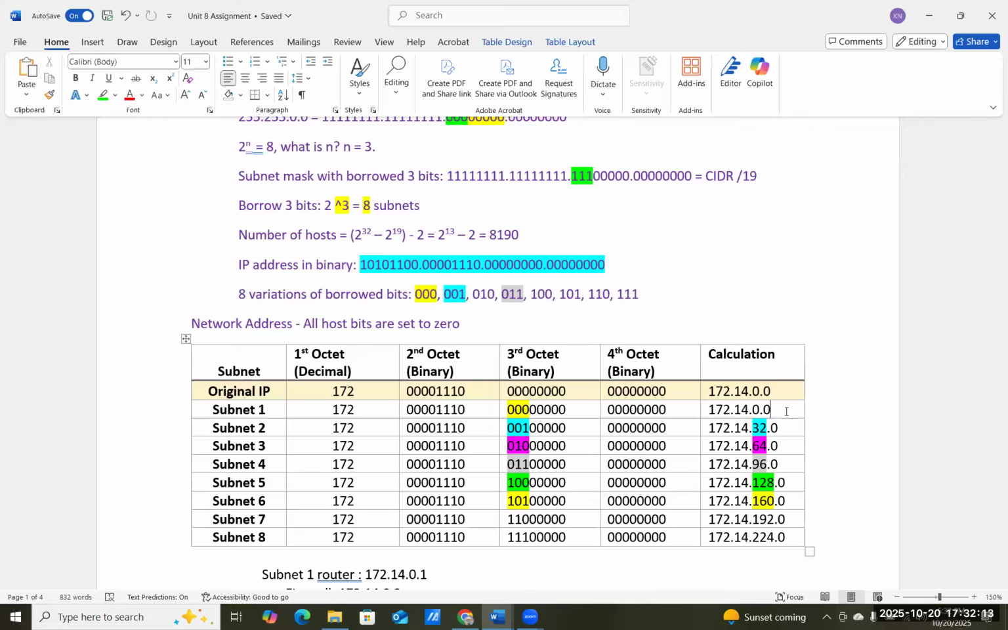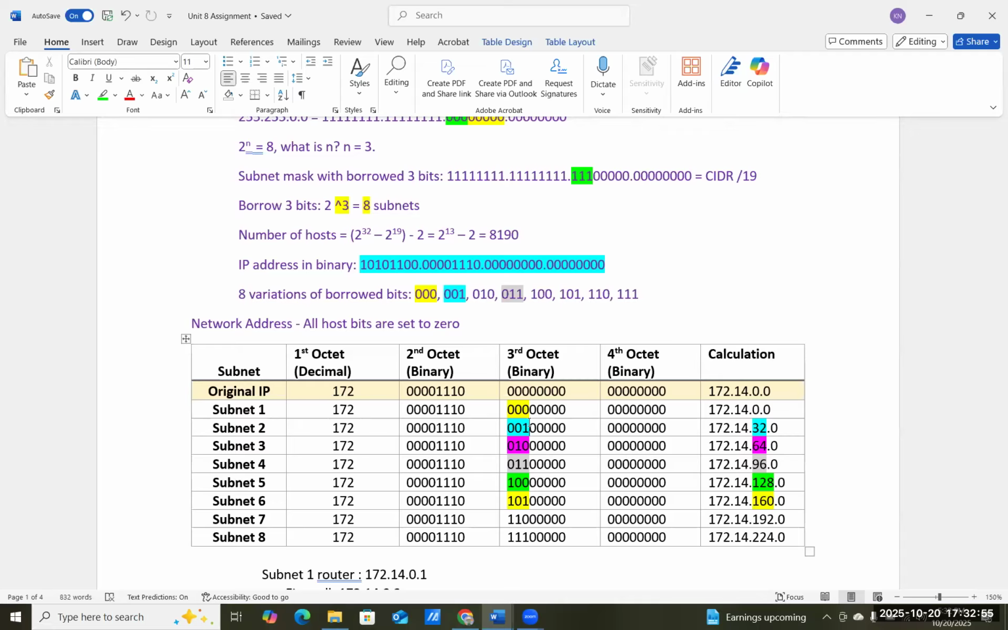All right. Next, subnet number 2. We're still going to use 172. Still, we're going to use the 14, right? Remember, I didn't just put the variation for you to look at and forget, right? You see the variation? The 000, that's the first subnet. The second variation is 001. That gets plugged into here, right? So when you convert this from binary to decimal, you have 32. Okay. Do you follow that?